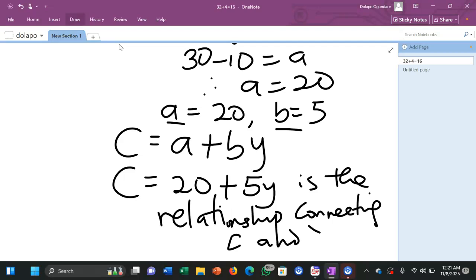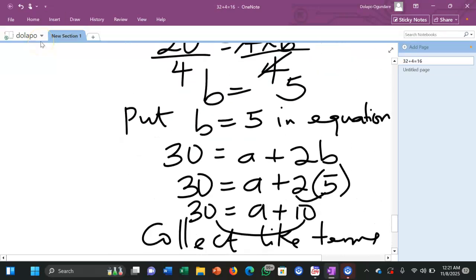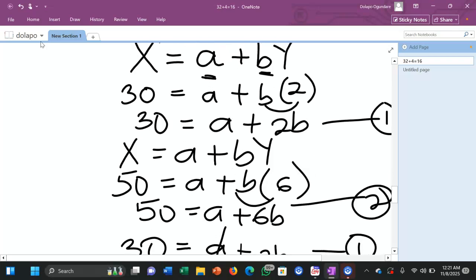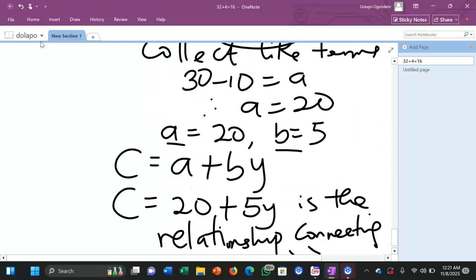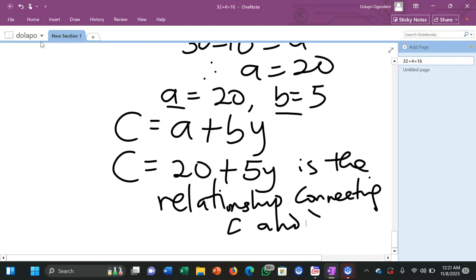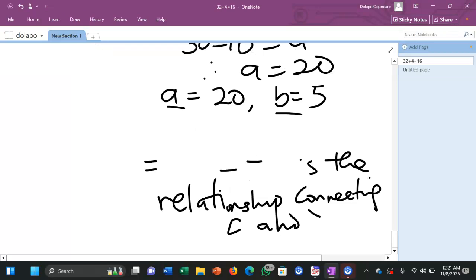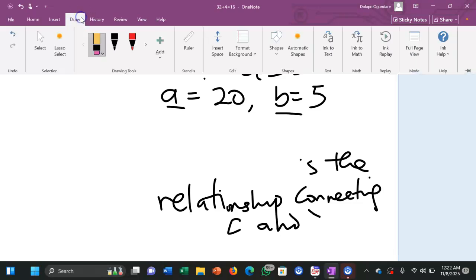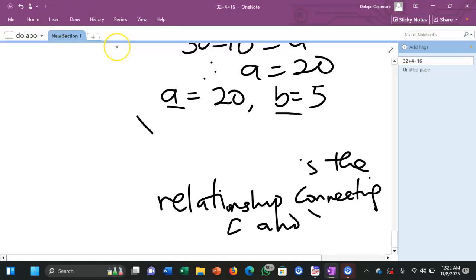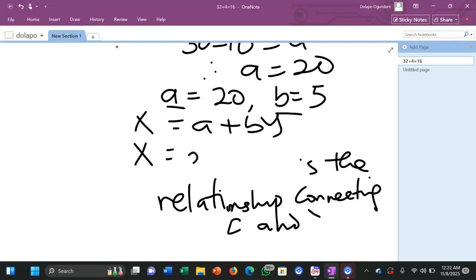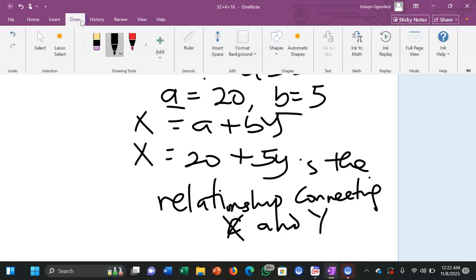Sorry, we're coming from, not from there. Sorry. Let me clean this. So we're coming from x equals a plus by. So when you substitute it, x equals 20 plus 5y. That is the relationship connecting x and y. And that answers that. So we'll move on to the second aspect.